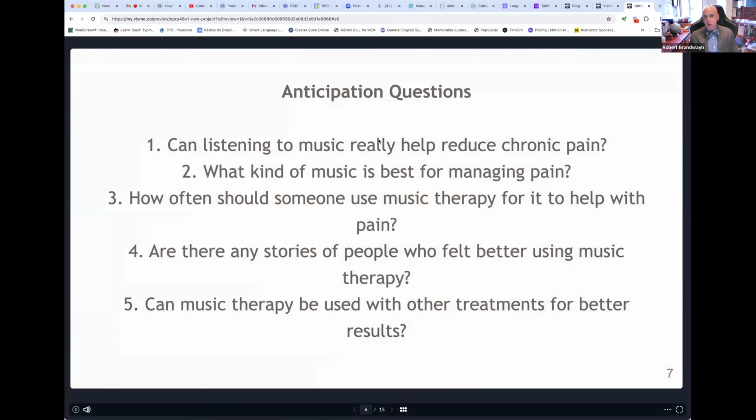Very good. How often should someone use music therapy for it to help with pain? Are there any stories of people who felt better using music therapy, or can music therapy be used with other treatments for better results? Now, there is no right or wrong. There's no right or wrong. This is just techniques. These are just techniques for reading better. Okay? Good. Let's go with another exercise.